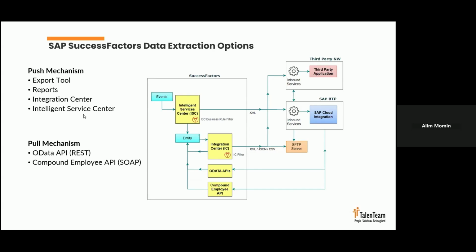And then there is Intelligent Services Center, which is based on the events, the actions that are performed for employee data. It can be promotion, or time off, or any event that occurs, which will trigger an intelligent service. And the Intelligent Services Center is a window where we can configure these intelligent services to push data to an external system or to do some action through Integration Center. So this is a kind of push mechanism.